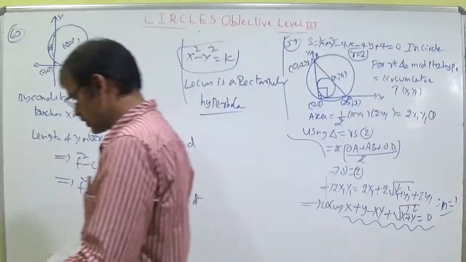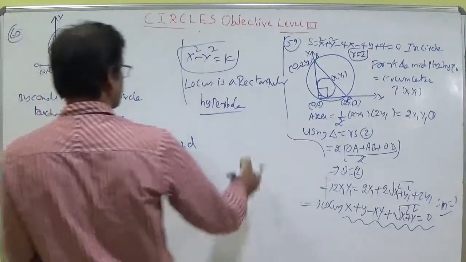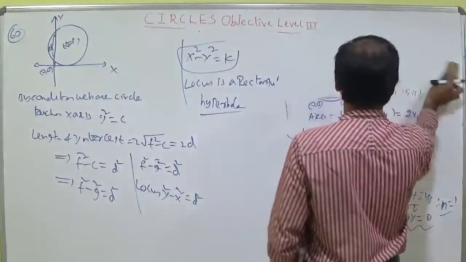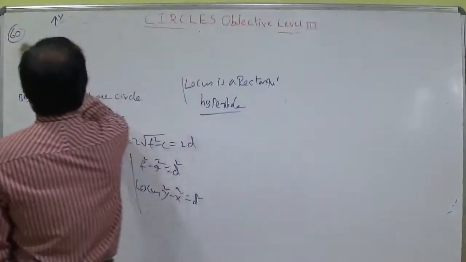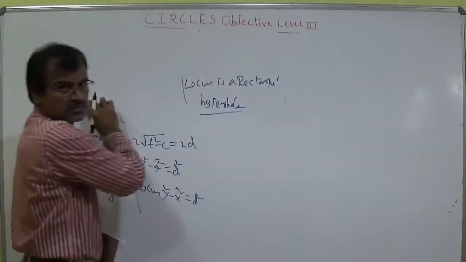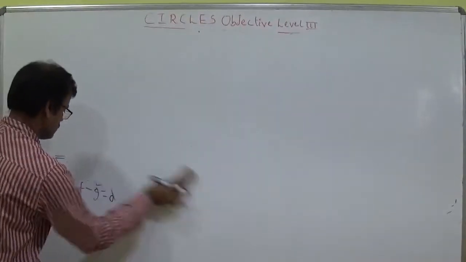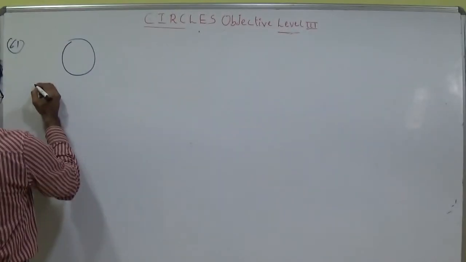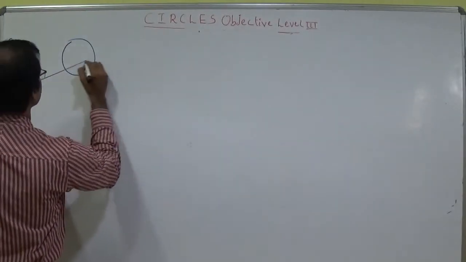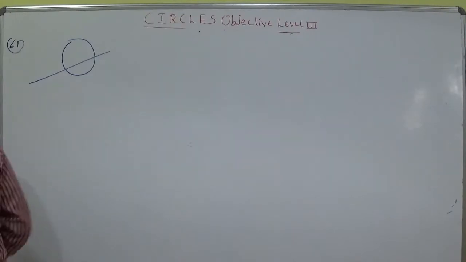Now let us discuss the 61st question. Question number 61. If a line passes through the point P minus 1 comma 2 and cuts the circle, P is minus 1 comma 2.